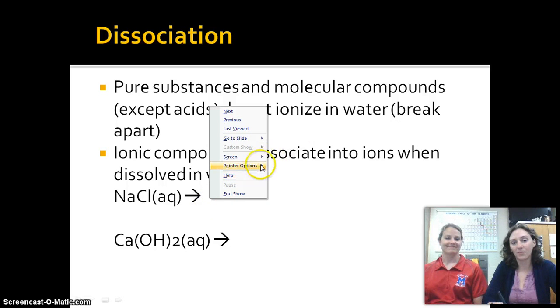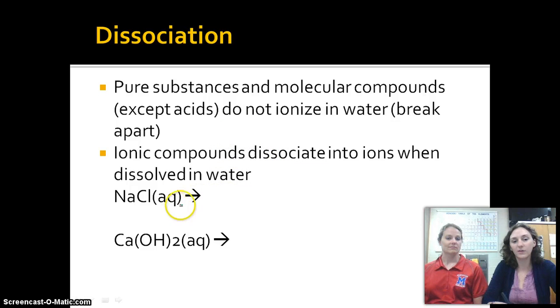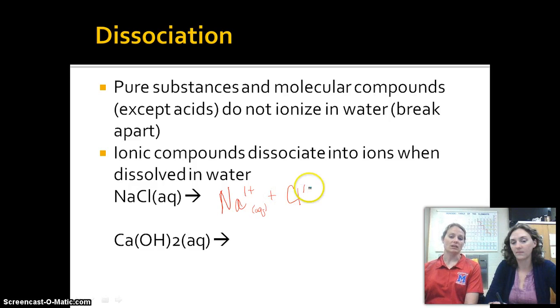Okay, let's get a pointer here. Let's go over some examples. So if you have NaCl, it's going to dissociate into its ions. So the first ion, Na+. So we're bringing it down into its charges, so +1. Do we have to write the plus? You've got to write the plus to separate the AQ. And then the Cl is going to break into its charge of 1 minus, and it'll still be aqueous as well.